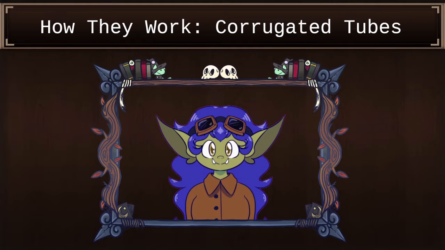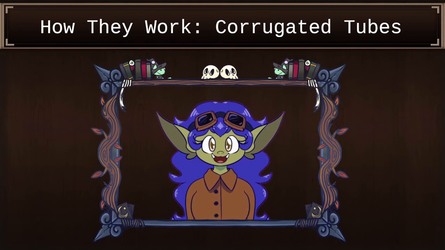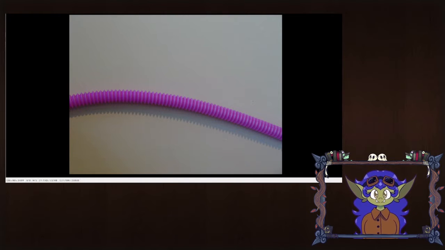Today, corrugated tubes. How do they work? Let's get into it. We're doing it live. Here, you see a corrugated tube, also referred to as whirly tubes because of how you have to whirl them around to make noise.